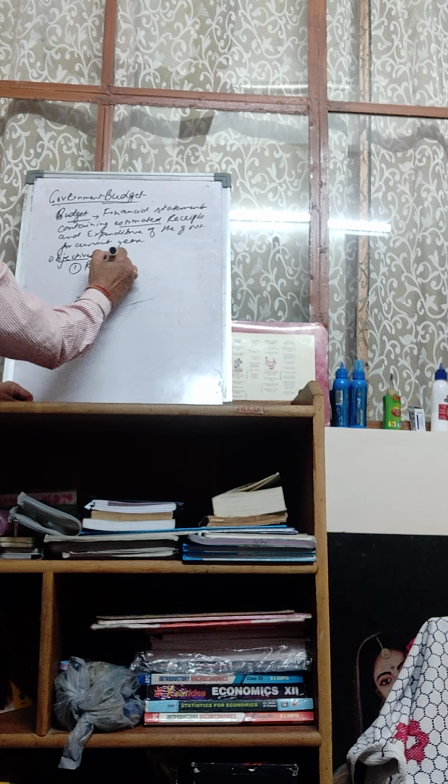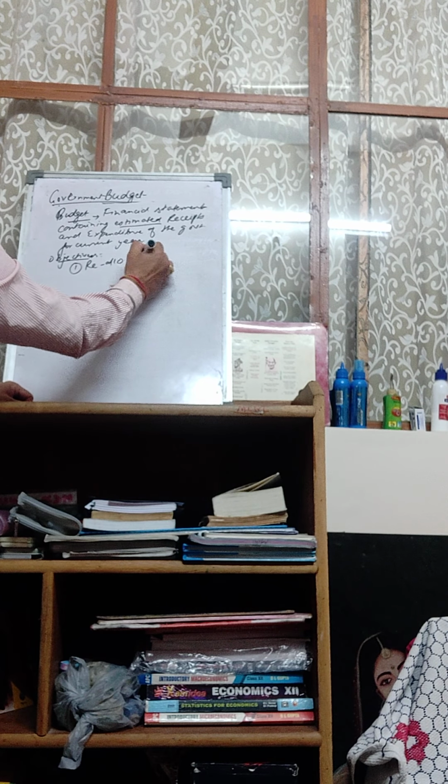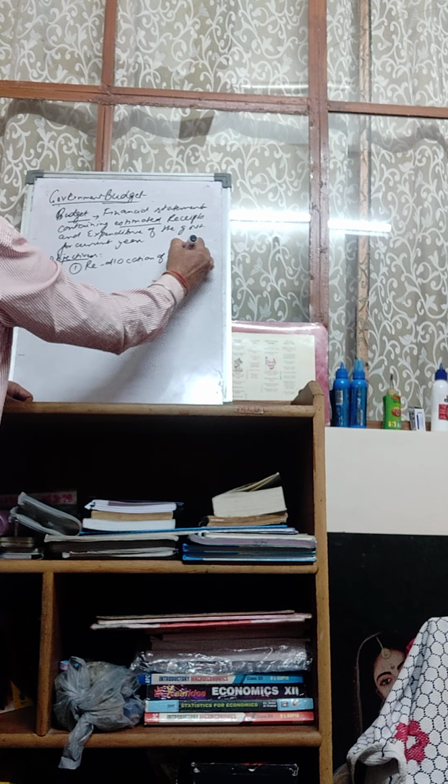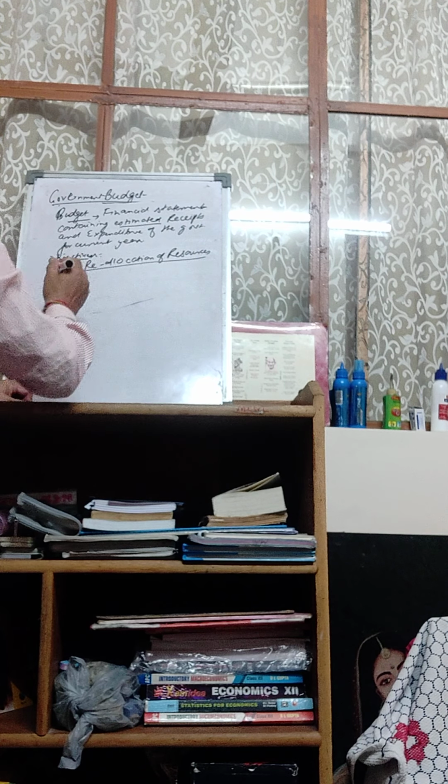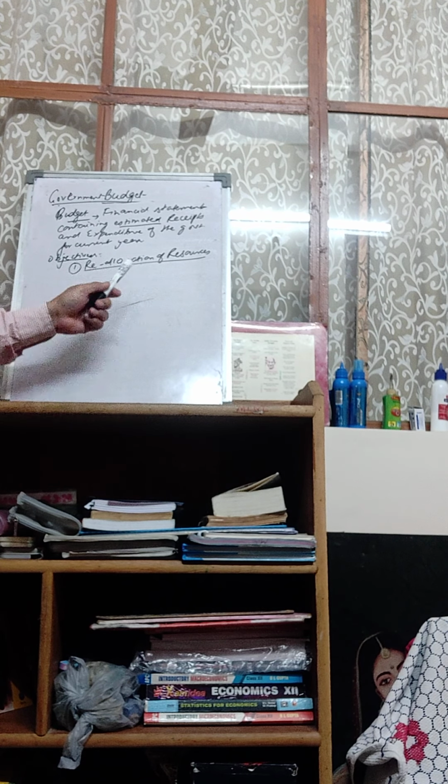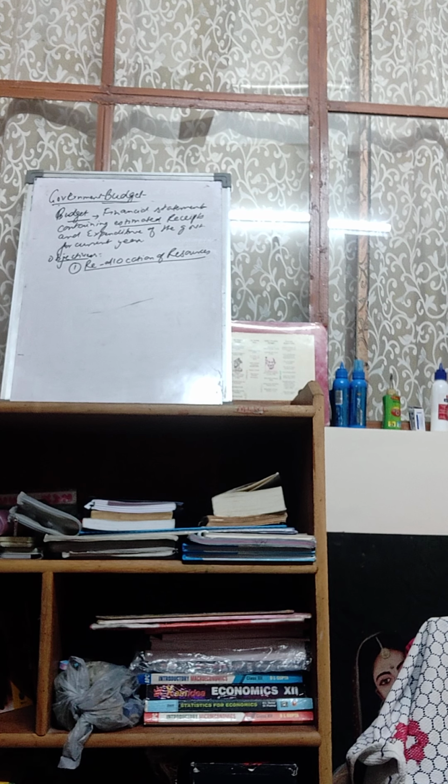First is reallocation of resources. Now what is allocation? Allocation is concerned with three problems: what to produce, how to produce, and for whom to produce. Now it is the budget that the government decides which goods are to be produced more and which goods are to be produced less. For example, those goods which are essential for society, they are produced in large quantity, and those goods which are not good for society, they are produced in less quantity.